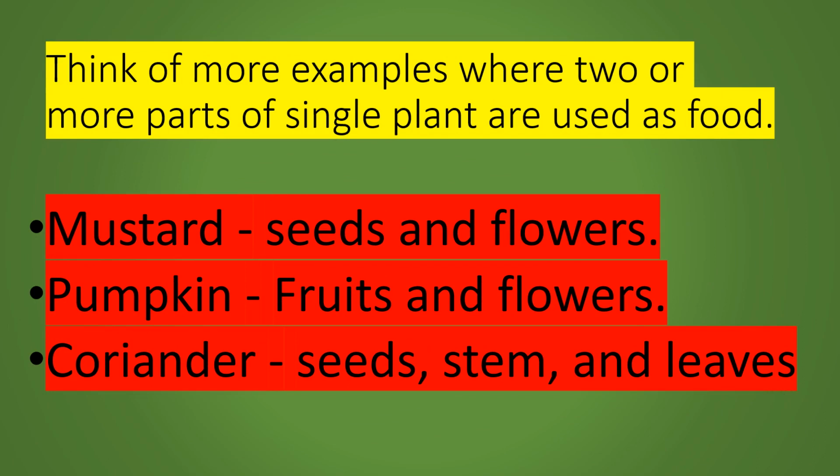Think of more examples where two or more parts of a single plant are used as food. Mustard: seeds and flowers. Pumpkin: fruits and flowers. Coriander: seeds, stem and leaves.